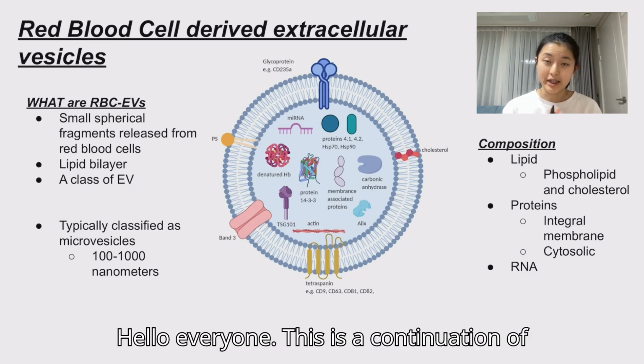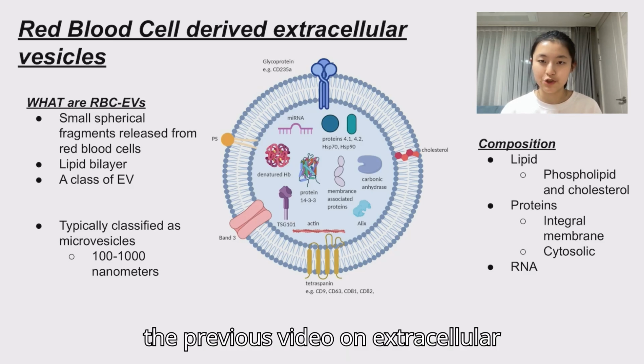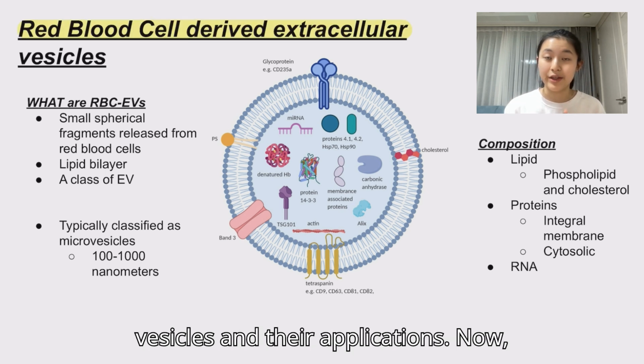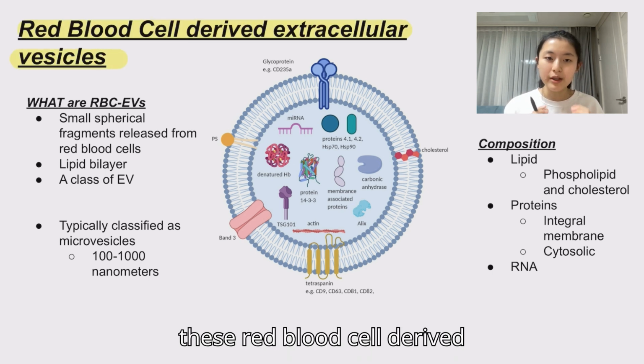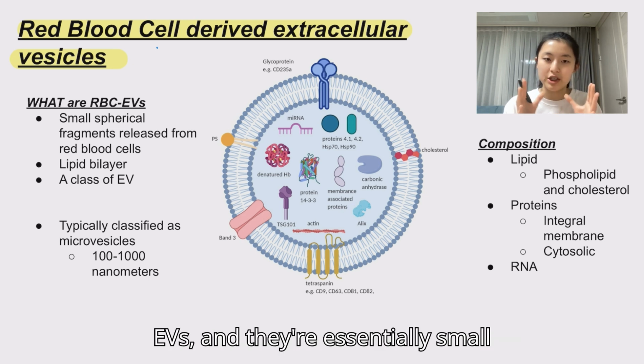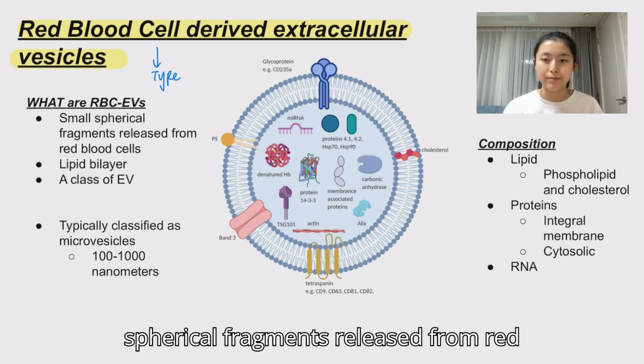Hello everyone, this is a continuation of the previous video on extracellular vesicles, and today we'll be looking specifically at red blood cell derived vesicles and their applications. Now, these red blood cell derived extracellular vesicles are also a type of EVs, and they're essentially small spherical fragments released from red blood cells.